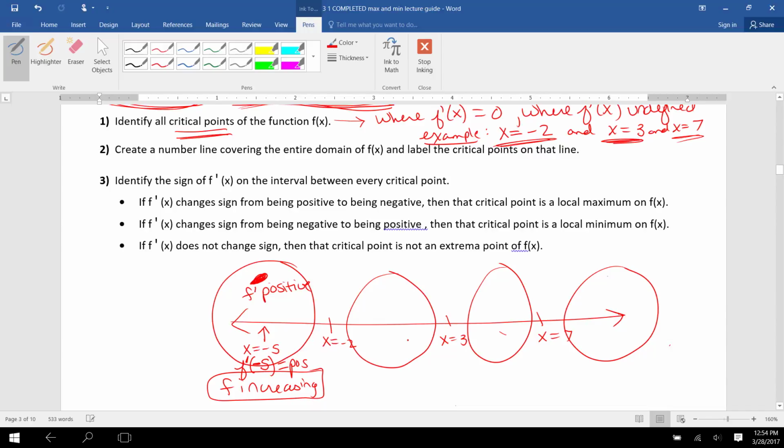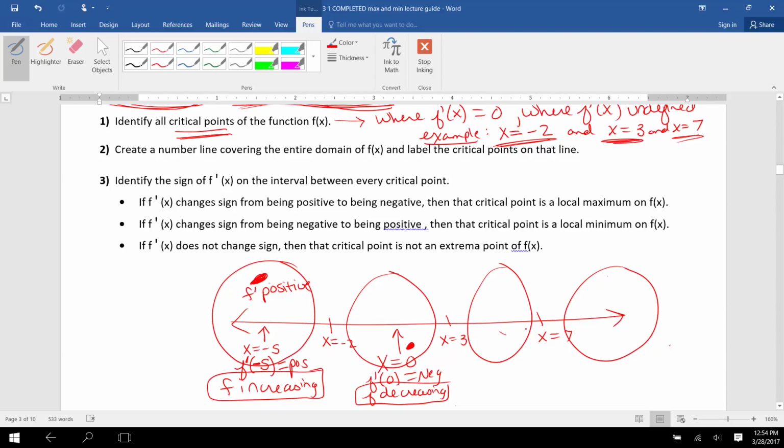Now I'm going to pick a value between x is -2 and x is 3. So for example, let's say I pick 0. I plug it into the derivative. Let's say I get f prime of 0 is negative. So now between x is negative 2 and x is 3, the derivative is some negative number, and that is true for all x's on this interval. Remember, it cannot change. It has to be trapped. Since the derivative is negative on this interval, we know f is decreasing on this interval.